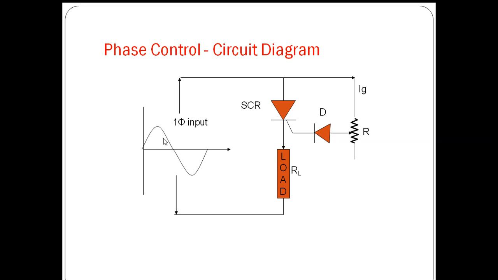So during the forward bias, the SCR will be in forward blocking mode. Once the gate signal is applied by suitably choosing this resistance value, the SCR conducts, and this supply voltage will be applied across the load resistance. In this manner, we are getting the voltage control in the phase control technique.